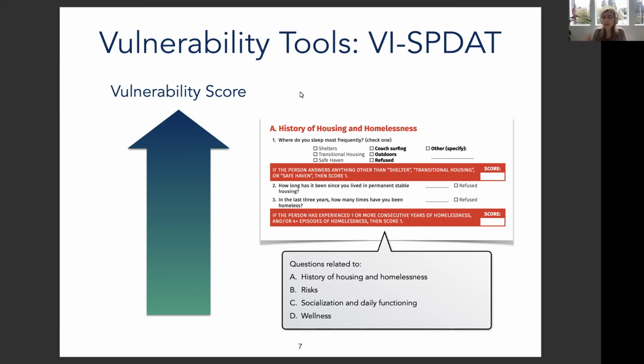This survey is asking you relatively personal questions related to history of housing and homelessness, risks, socialization, daily functioning, wellness. And so depending on how you answer each of the questions on the survey, you get a score for that question. All the scores are added up together, and they're used to give your vulnerability score. This vulnerability score is basically meant to predict adverse outcomes under no housing. Roughly speaking, although it was not built in a data-driven fashion, that's the intention.